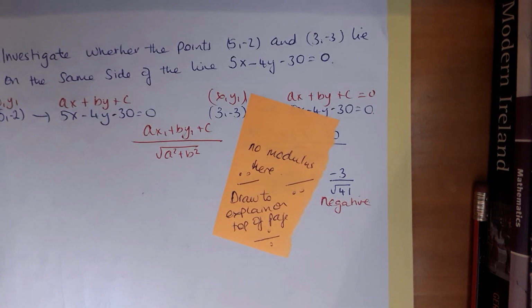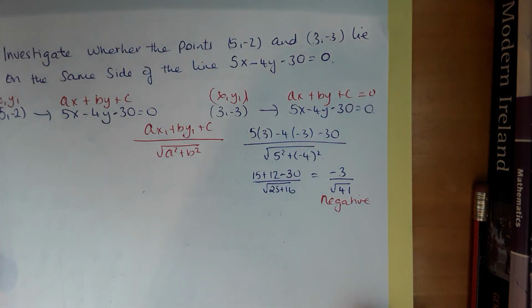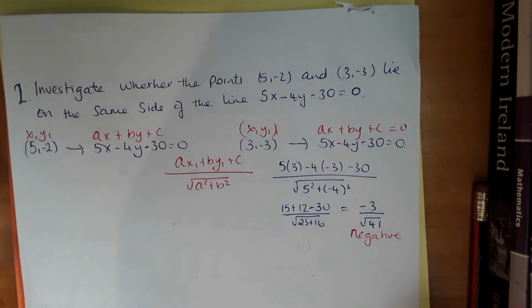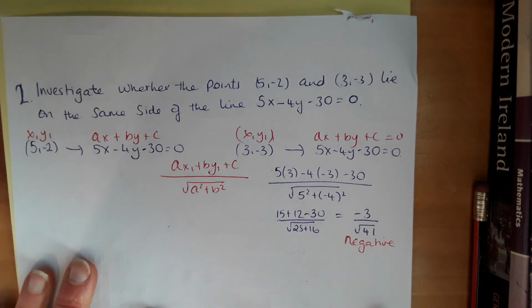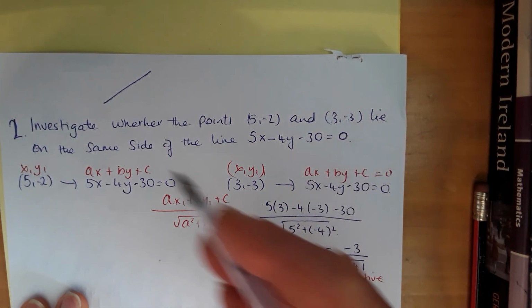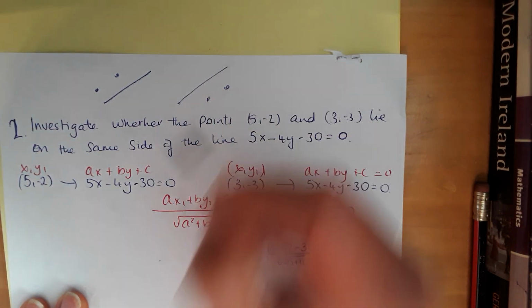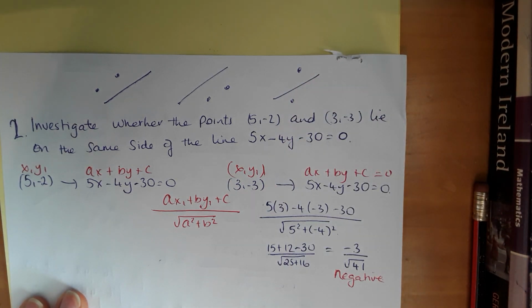That I have, and example number 2 is here, where I'm told to investigate whether the points (5, -2) and (3, -3) lie on the same side of the line 5x - 4y - 30 or on different sides of the line. Now what I mean by that is, if I had a line, and my points (5, -2) and (3, -3), do they lie on the same side? Are they both above? Or maybe they're both below? Or do they lie on different sides? Is one above and one below? That's what they're asking you there.